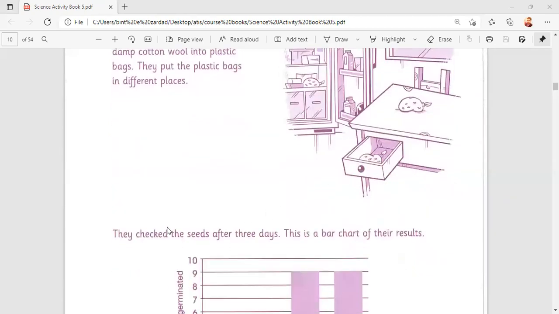Now they check the seeds after 3 days. This is the bar chart of their result.